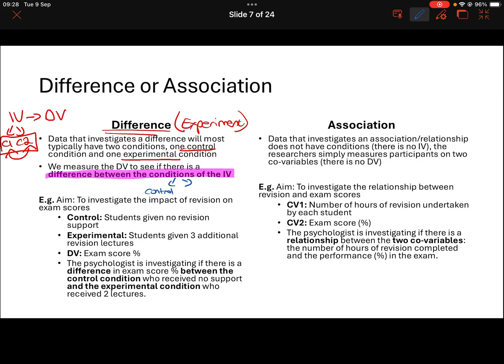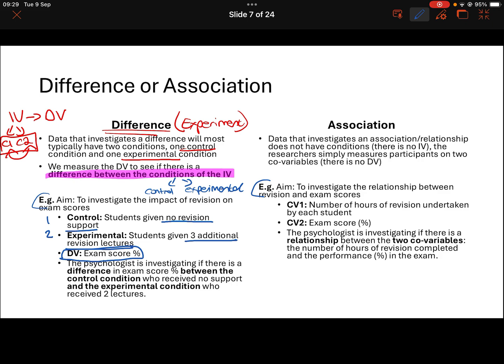Sometimes we might not have a control, sometimes we might just have two experimental conditions. That's okay, they're still conditions of the IV. So let's have a look at an example here, and I've used the same example in both, just using different methods. If we want to look at the impact of revision on exam scores by doing an experiment and looking at the difference, then we're going to have two conditions. Condition 1, our control, is given no revision support, and our experimental condition has been given additional revision lectures. Ultimately, we're going to see if there is a difference between their exam scores between those two conditions.